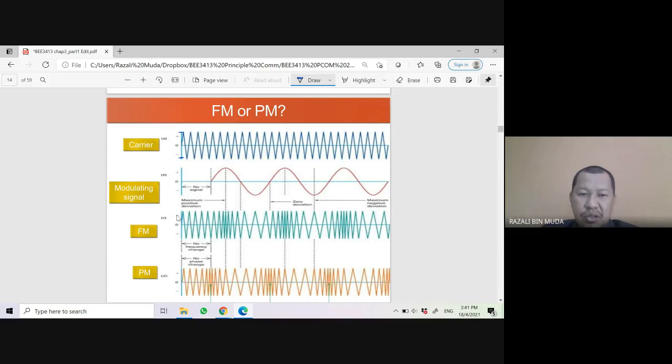Okay, so for FM, a high amplitude of the modulating signal will produce a high frequency in the FM signal. Low amplitude produces a low frequency in the FM signal output, and so on and so forth. For PM, phase modulation, there are changes in phase. For example here, negative to positive gives high frequency, positive to negative gives low frequency phase signal.